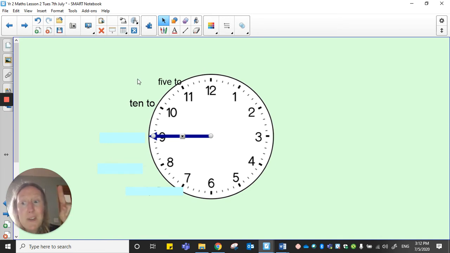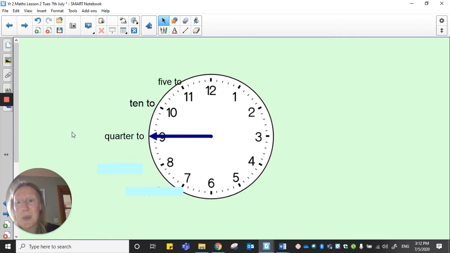15. 15 to. Do you remember this is the tricky one? It's got one of the special labels. So 15 to, we actually call quarter to because there's a quarter of an hour, a quarter of the turn to go to the next hour, a quarter to.